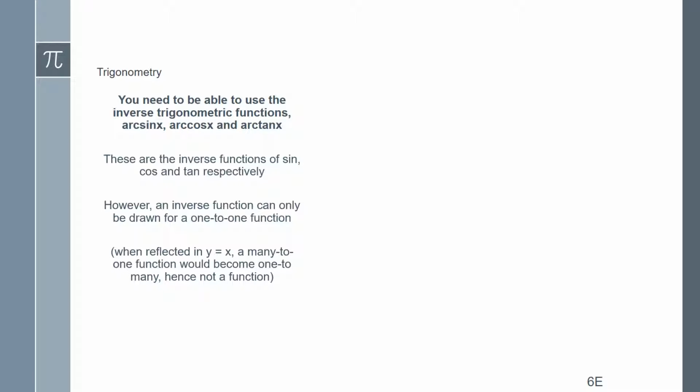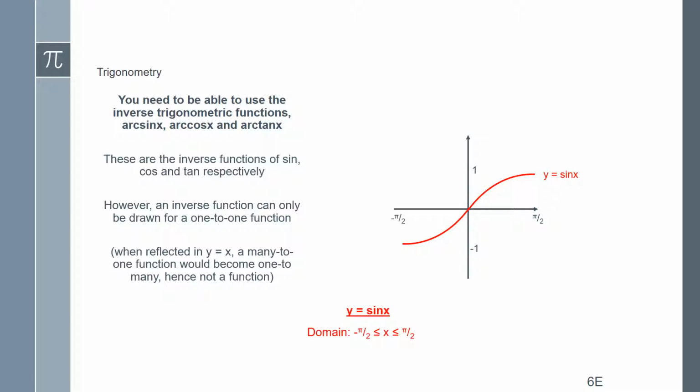When reflected in the line y equals x, a many-to-one function will become a one-to-many and hence not a function at all. So if we look at y equals sine x between minus pi over 2 and pi over 2, then the output is between 1 and minus 1. So in that domain, for minus pi over 2 to pi over 2, the range, the output values, are minus 1 is less than or equal to sine x is less than or equal to 1.